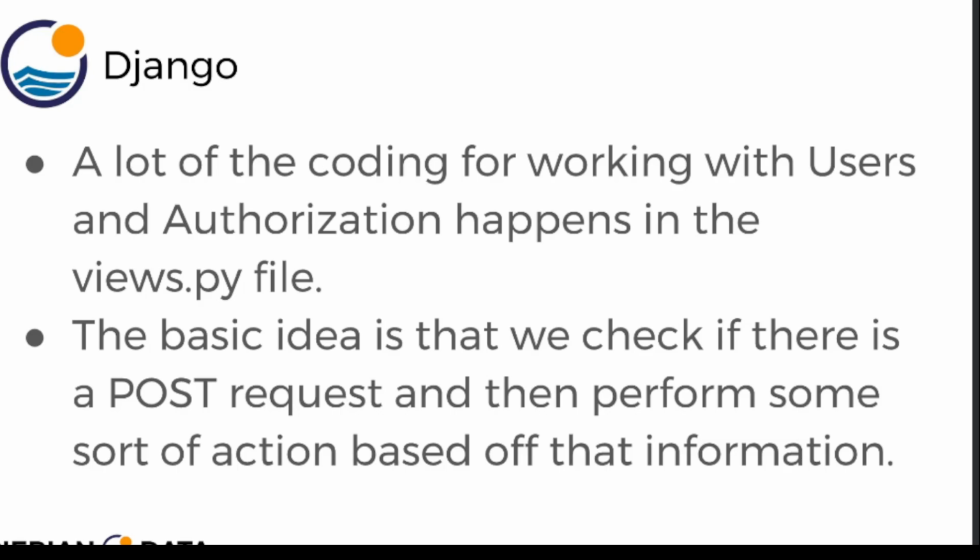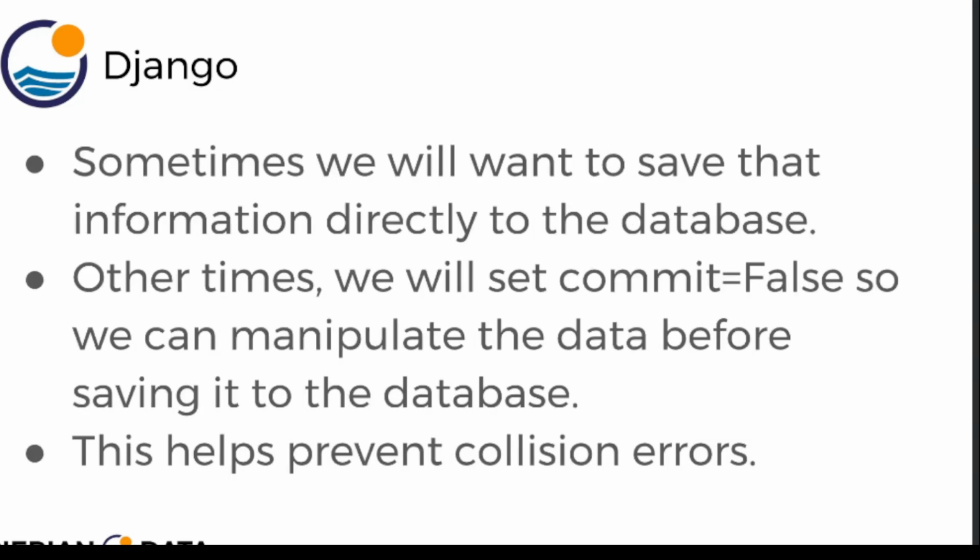A lot of the coding for working with the users and authorization appears in the views file. The basic idea is that we check if there is a post request and then perform some sort of action based off that information. Sometimes we will want to save that information directly to the database. Other times we will set commit equal to false inside of the save method so we can manipulate the data before saving it to the database.